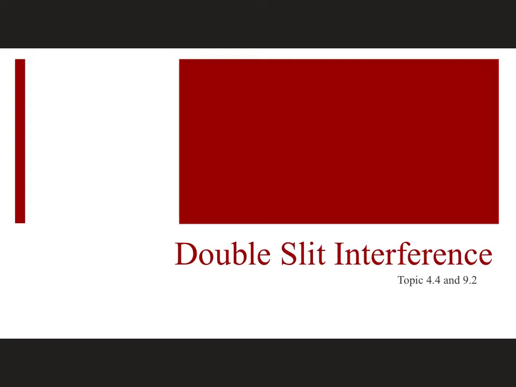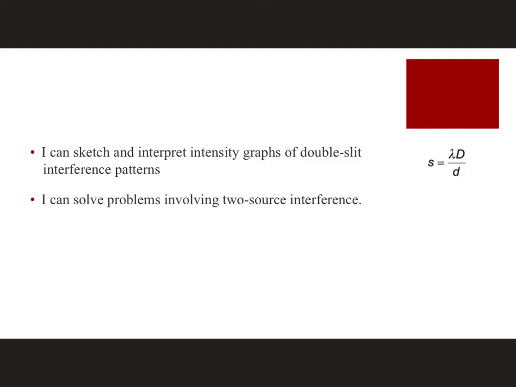In this video, I'm going to cover double slit interference. This is found in both topic 4.4 and 9.2 in the IB Physics Syllabus. That means that it's partially SL and HL material. Please take a moment to read the success criteria for this video.